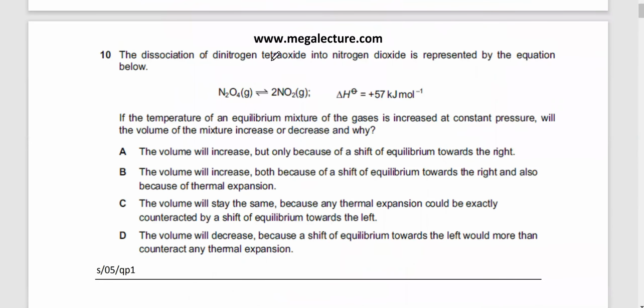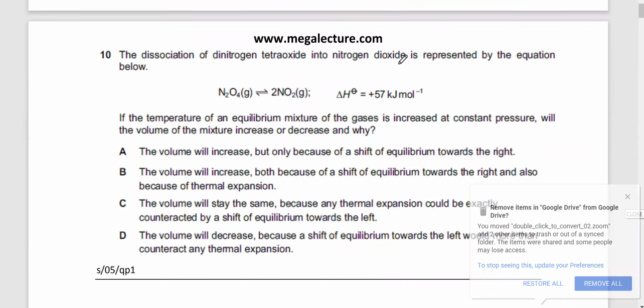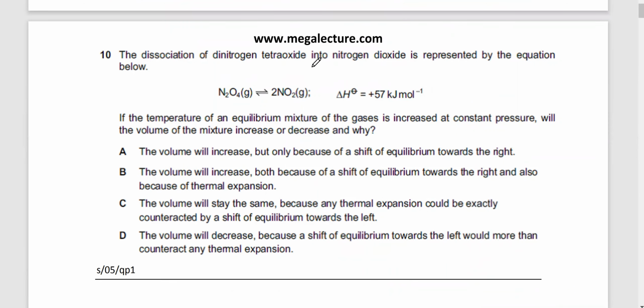Next part is the dissociation of dinitrogen tetroxide into nitrogen dioxide, represented by the equation below. If the temperature of an equilibrium mixture of the gases is increased at constant pressure, so he's increasing temperature. First thing, where would the equilibrium shift? To the right, and why? Because it's positive. So the forward is endo, right? So endo is going to be favored, right?